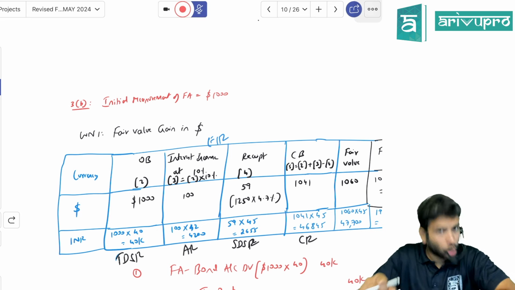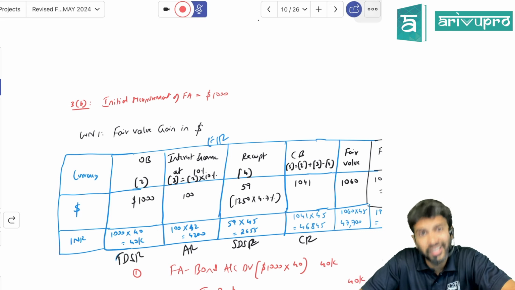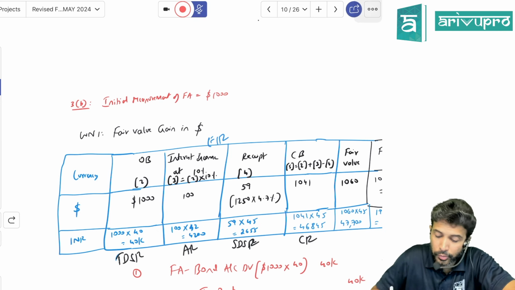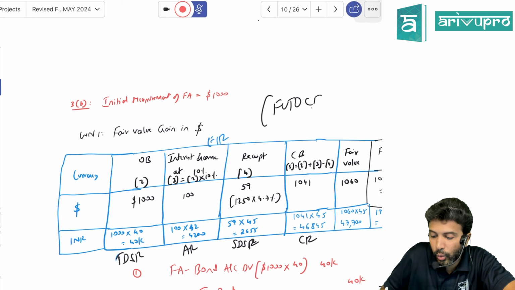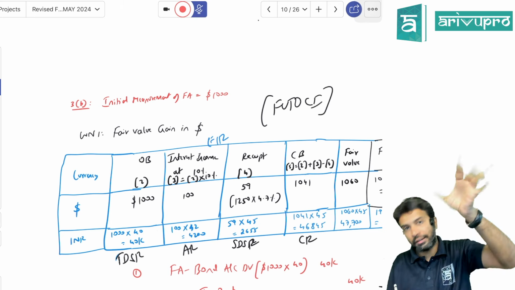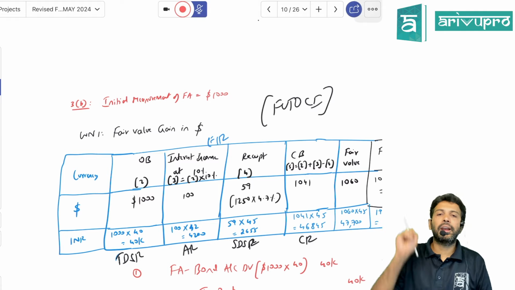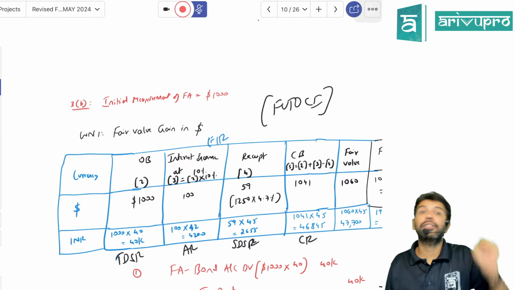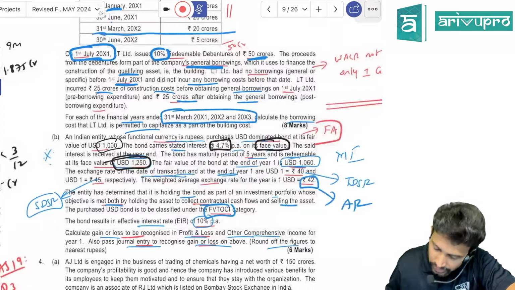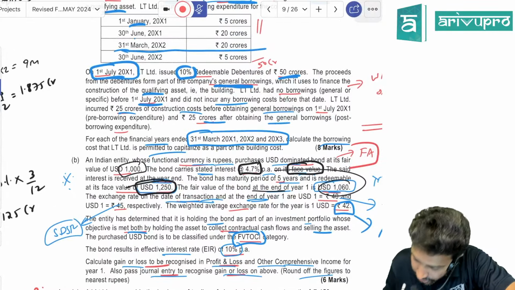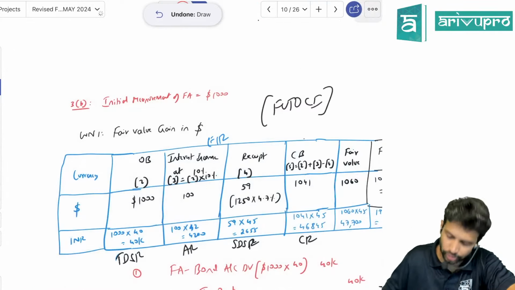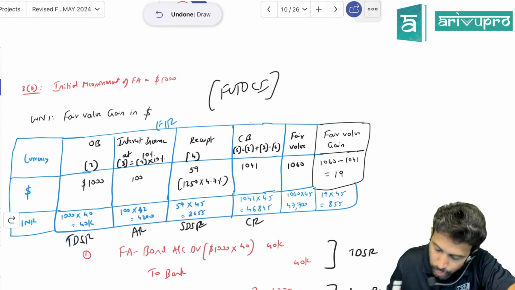But here we are not doing ACM accounting. Here the business model of these bonds is both holding and selling. So you have to follow the FVTOCI method. And what does the FVTOCI method say? At every reporting period, usually here the reporting period is year ending, you have to value these bonds at fair value, right? And do you know the fair value? Yes, the fair value of the bond at year end is 1060 dollars. The fair value is given to be 1060.